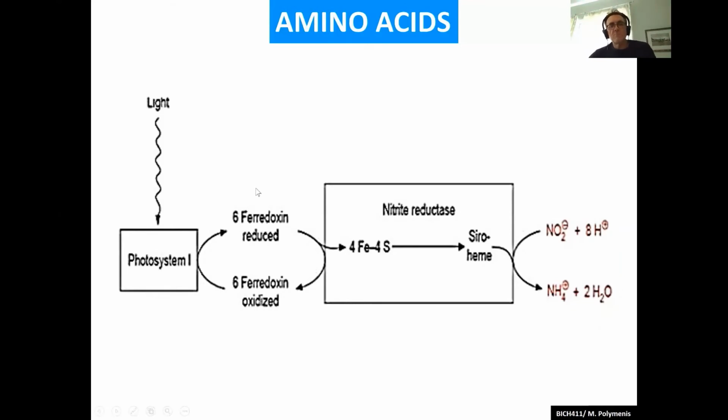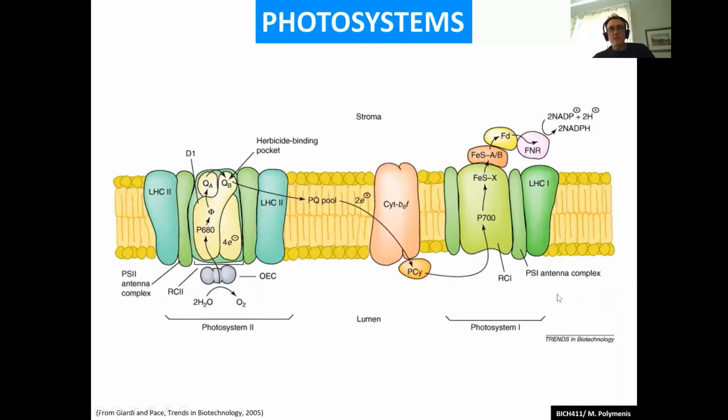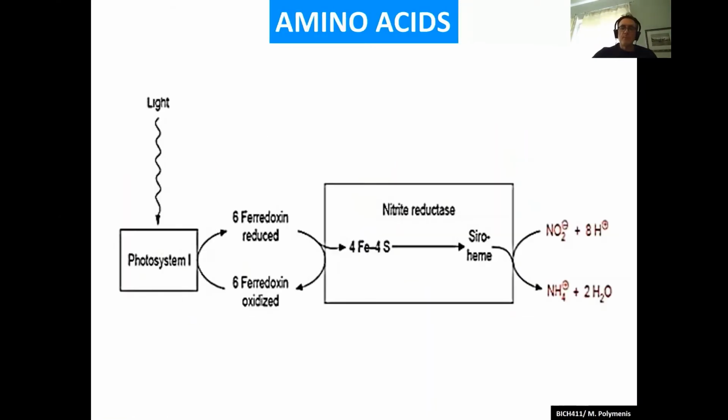You can reduce, in this case, nitrite, right here, and make ammonium. So that's one source of reductant, and the difference is right there. That's a reduced ferredoxin. Instead of giving it NADP to reduce to NADPH, you can give it nitrite, and make ammonium.